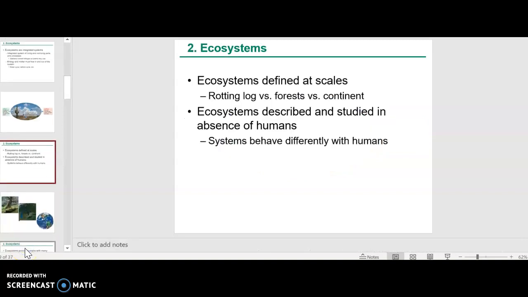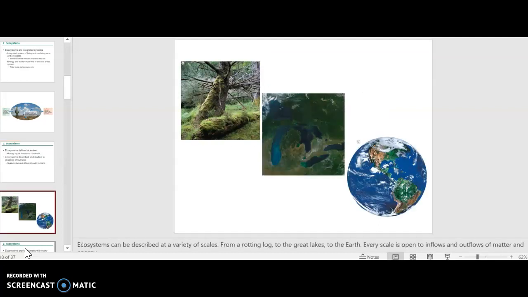So ecosystems are either really tiny or really big. We have something that could be the size of a rotting log all the way up to a continent. So, you know, I have a little terrarium, right? And inside there, I consider that an ecosystem, right? But we can also consider an entire continent an ecosystem. So ecosystems can be very small or they can be very large. And here's just a good example of that.